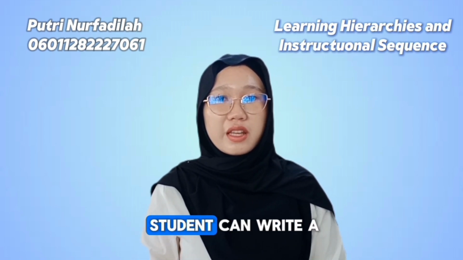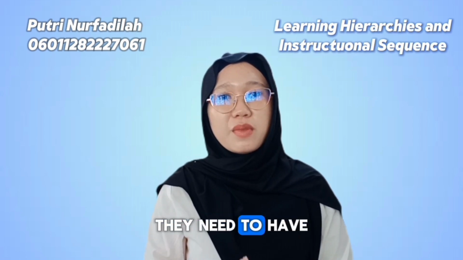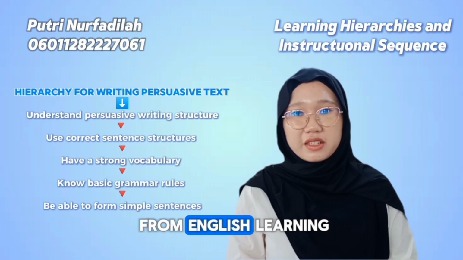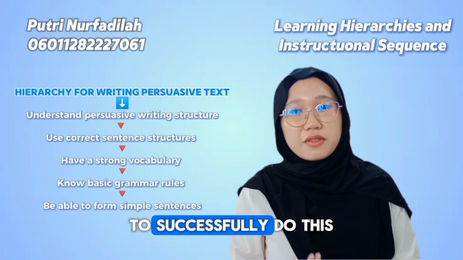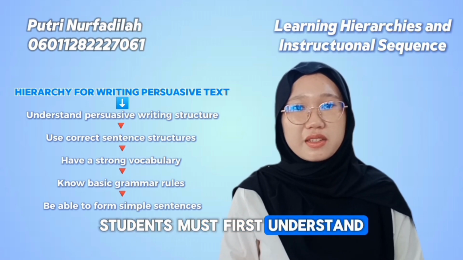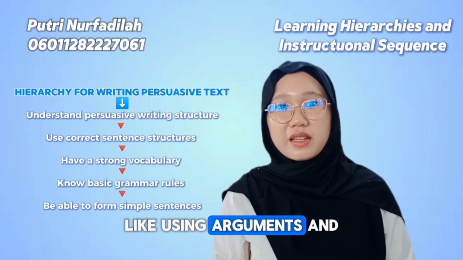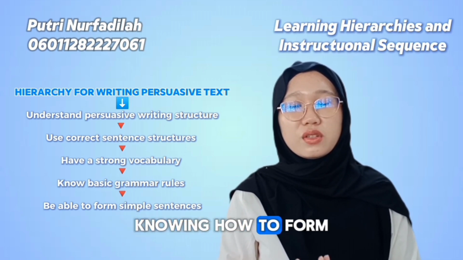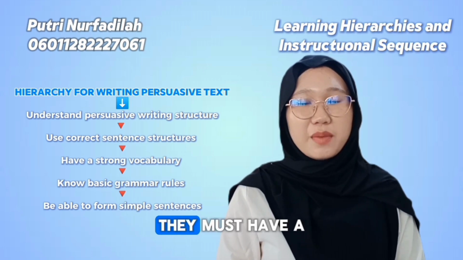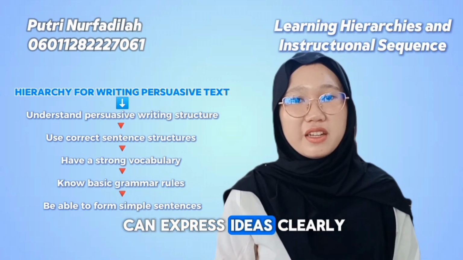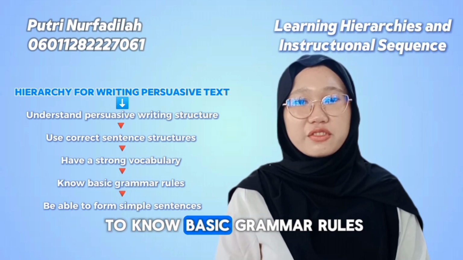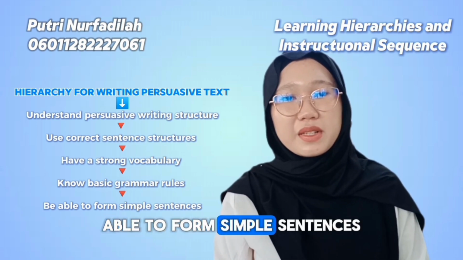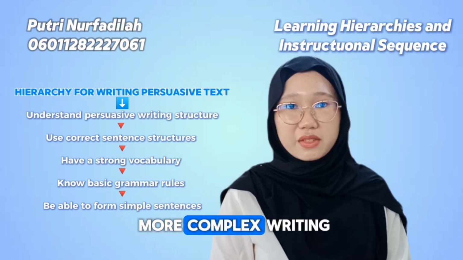For example, before a student can write a persuasive essay in English, they need to have mastered several prerequisite skills. Let's take an example from English learning: writing a persuasive essay. To successfully do this, students must first understand persuasive writing techniques like using arguments and supporting evidence. And then they have to use correct sentence structures, knowing how to form complex and compound sentences. They must have a strong vocabulary so they can express ideas clearly. And then they have to know basic grammar rules to construct sentences correctly. And the last one, they have to be able to form simple sentences as a foundation for more complex writing.